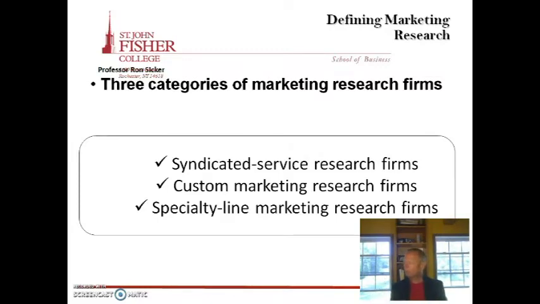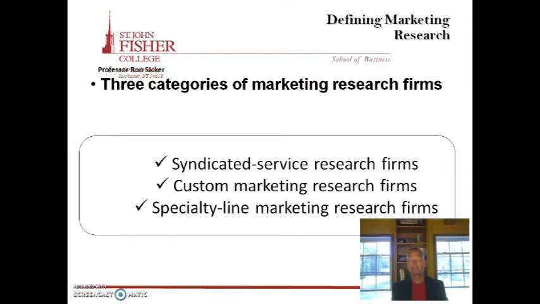I can't remember the name of it. It'll come to me in a flash. They do the sweeps for TV. They're one of the biggest firms out there. Darn, don't you hate that? Anyways, they're a syndicated research firm.